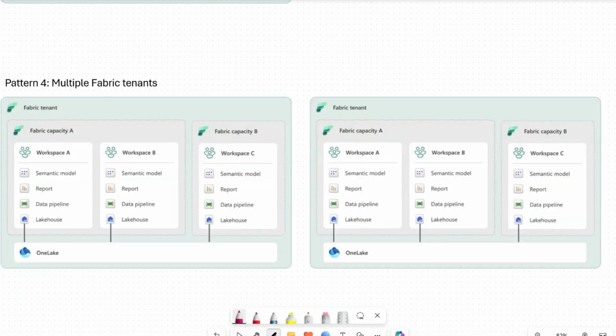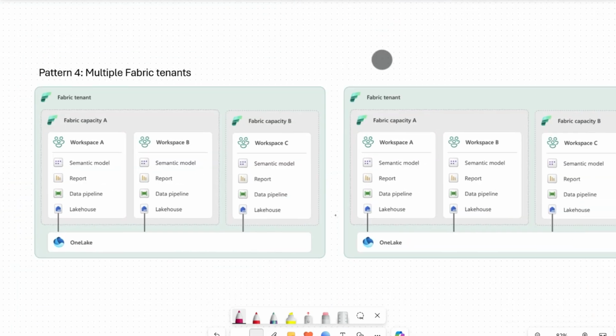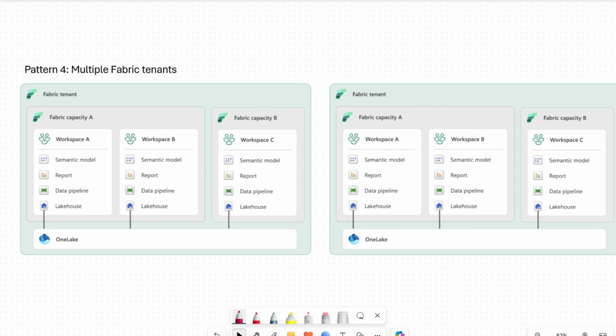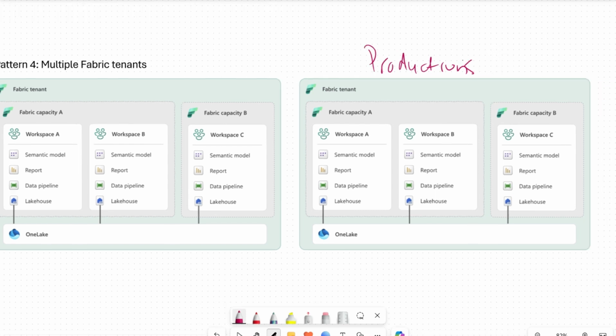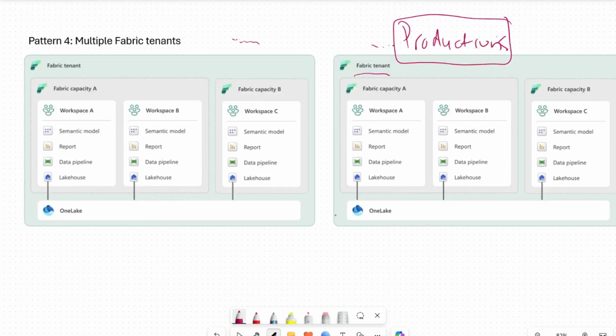Multiple Fabric tenants. So in this case, I've seen this with some government organizations where this is production here. And the reason that they might want to do this is because they want it to be highly restricted. For example, this tenant has certain users only, and users that exist here will never have access to this. Maybe there's highly sensitive data inside of production, and they don't want people to get into it. So there's reasons that you might want to do multiple tenants.